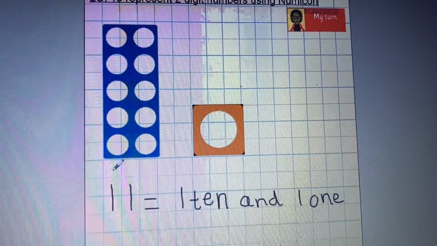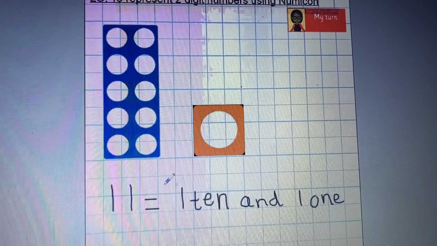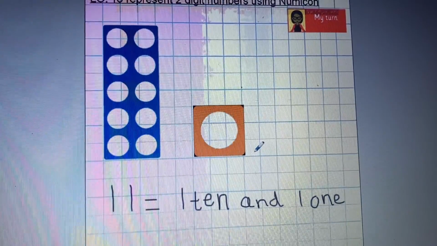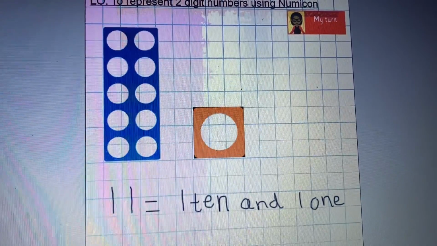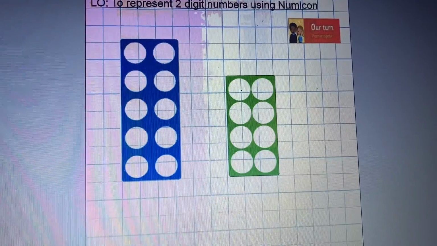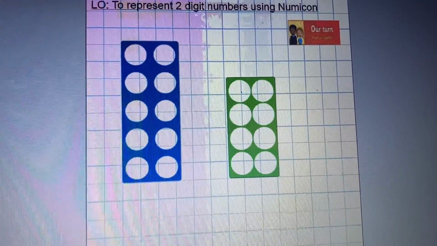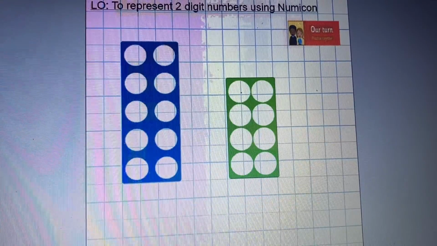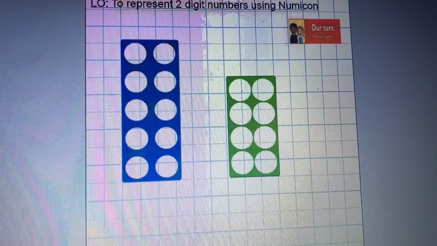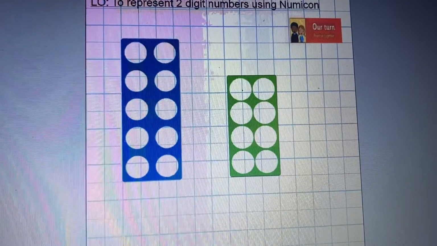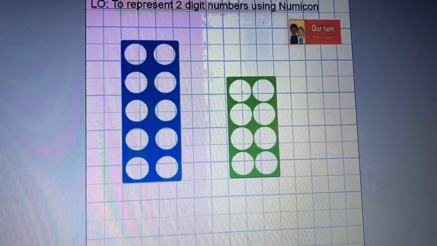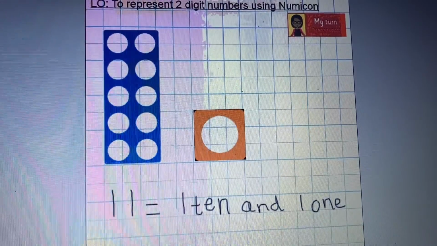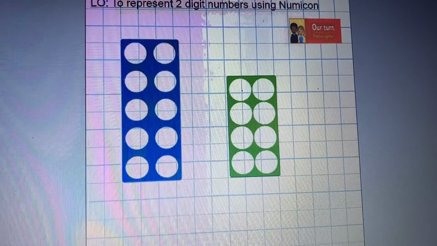There we go. Let's have a look now. 11 equals 1 ten, yep, and 1 one. So hopefully that's a little bit clearer. Now it's your turn to have a little practice. So we've got some Numicon pieces again here. I'm going to flash them up on the screen and I want to see if you can pause the video and work through each one, remembering what we write. So here's the first one. Have a go.